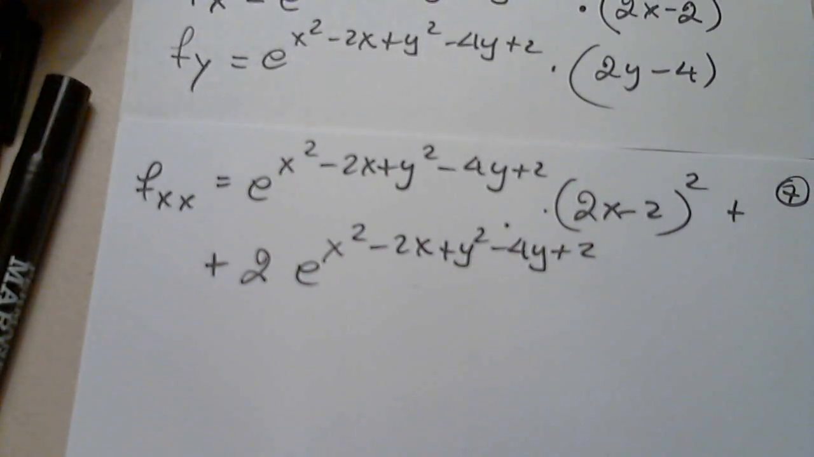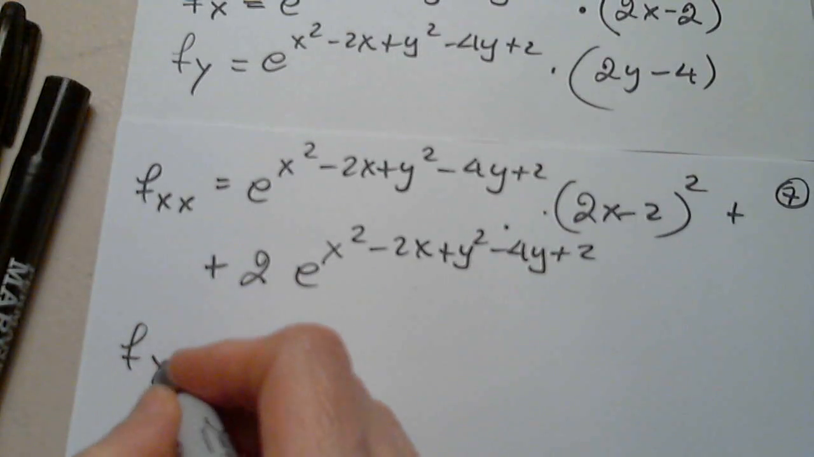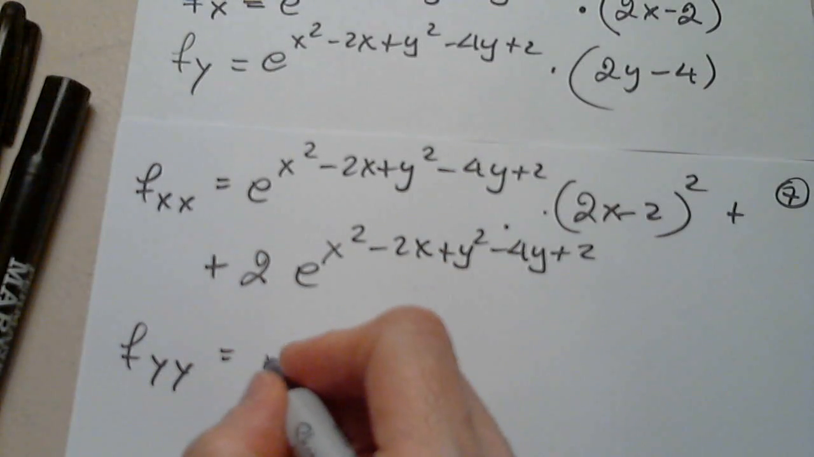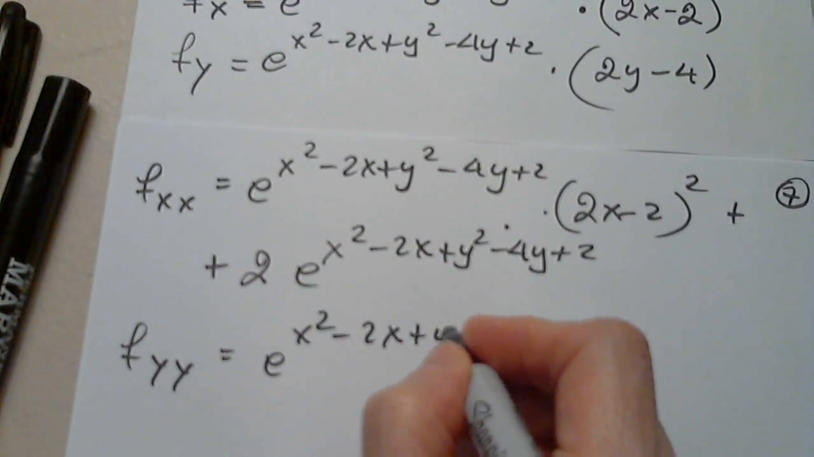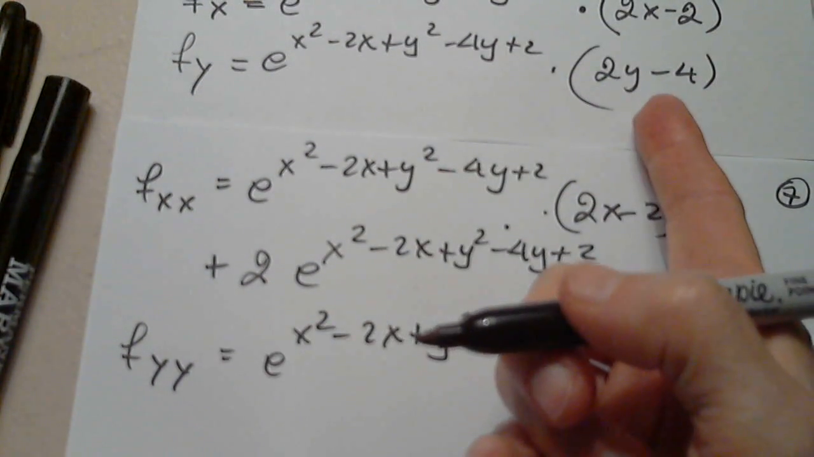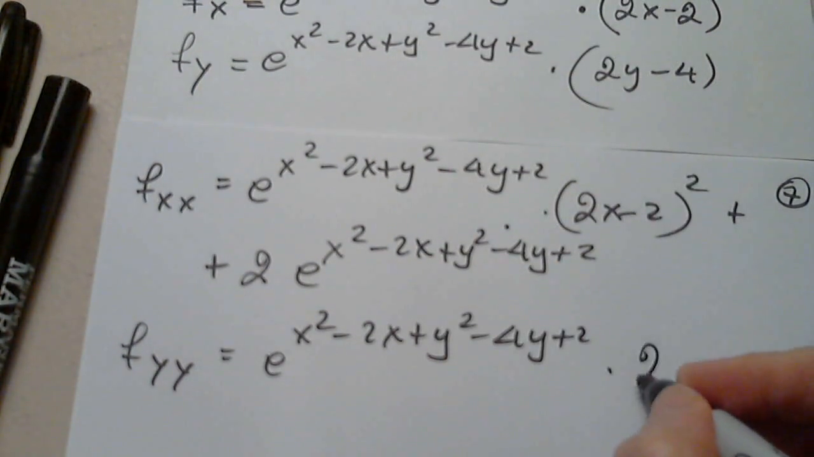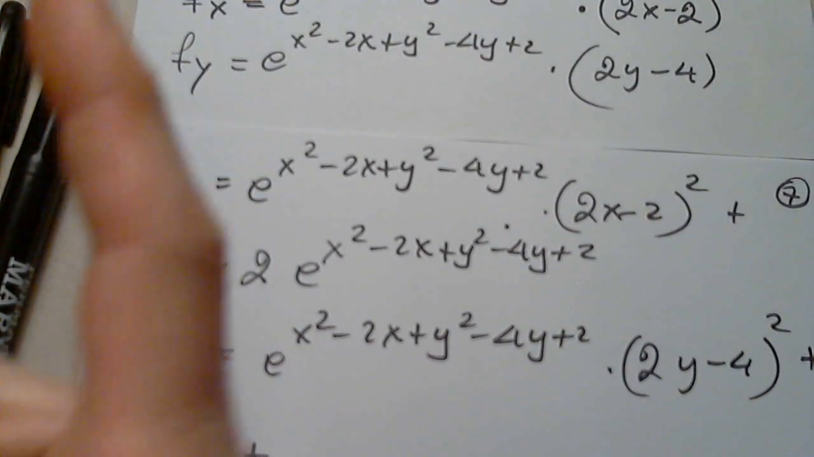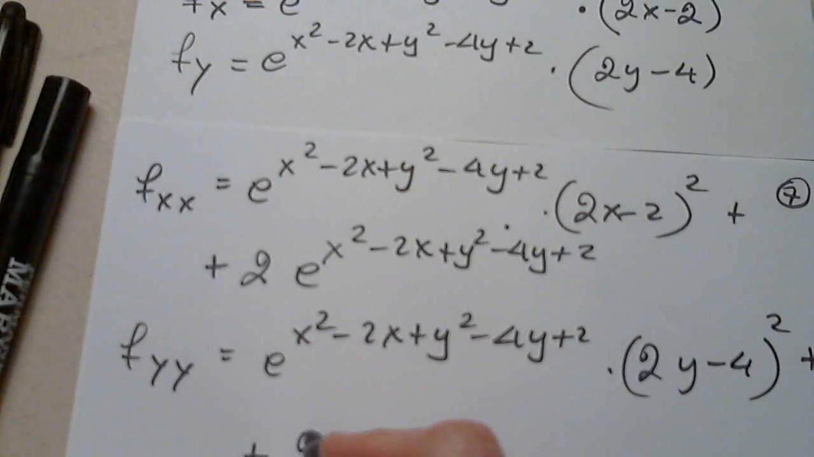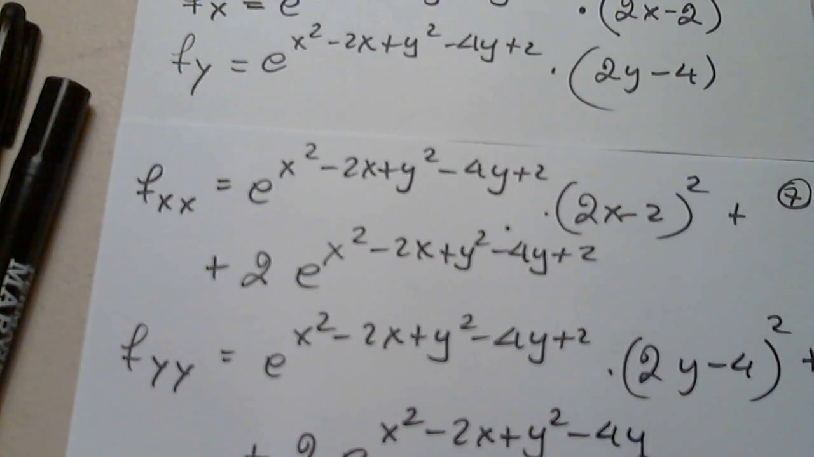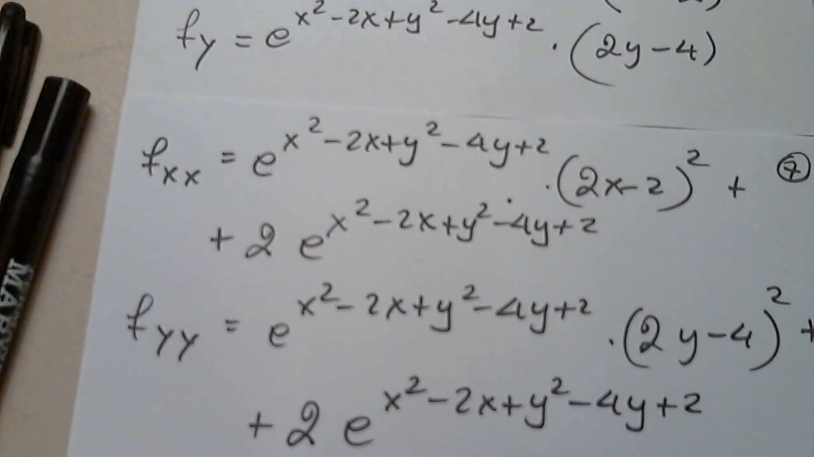Good. So now let's determine fyy. Same rule. First function prime, e to the x squared minus 2x plus y squared minus 4y plus 2 times the inner function prime, which is the same. So then we have times (2y minus 4) squared plus the first function times the second one prime, which is just 2 e to the x squared minus 2x plus y squared minus 4y plus 2. And we have two more.